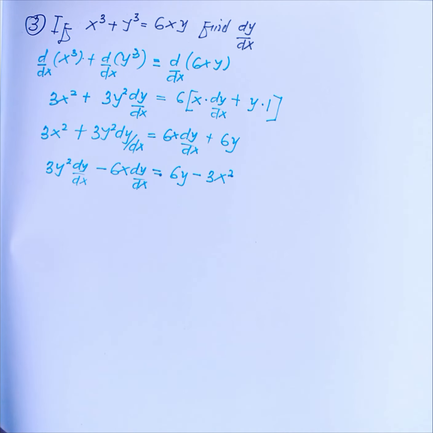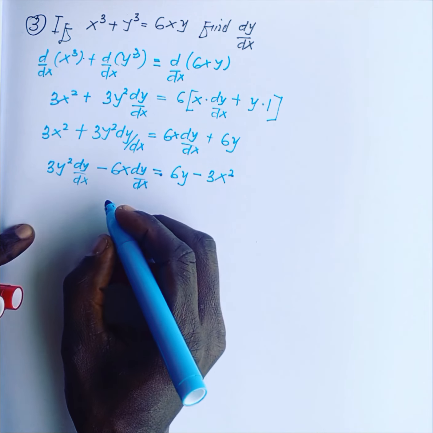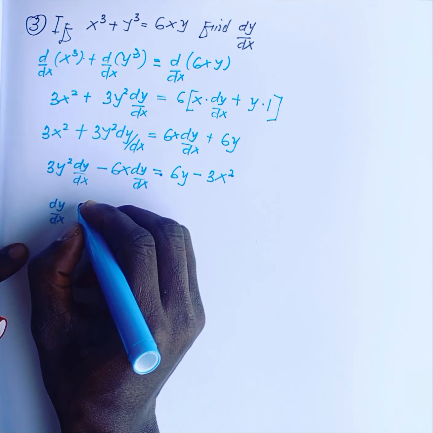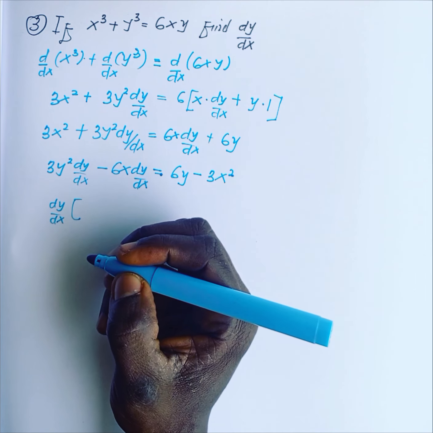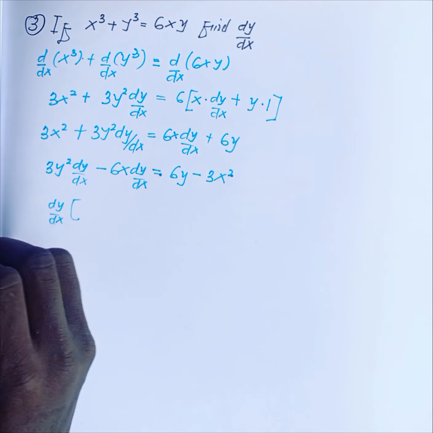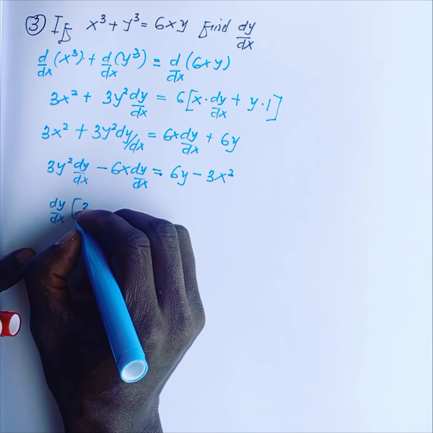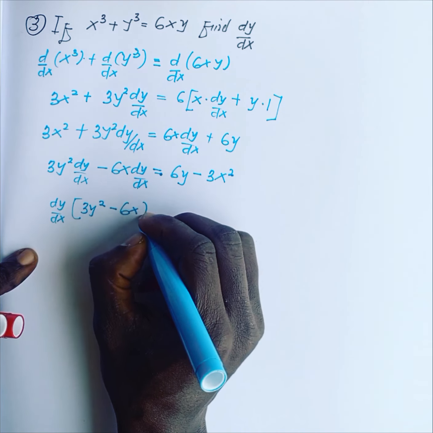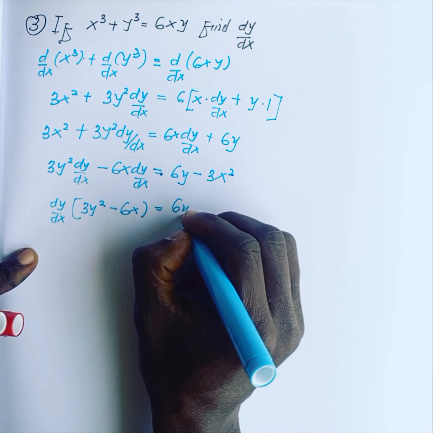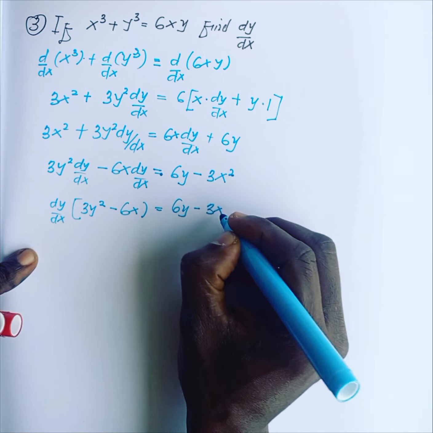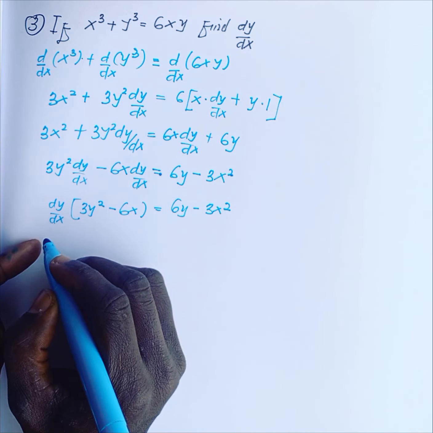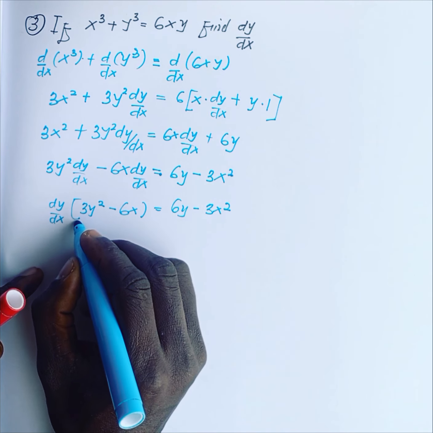Now we are looking for our dy/dx. So we can factorize dy/dx out. We factored dy/dx out, and we are left with what? 3y squared minus 6x, which is equal to 6y minus 3x squared. Now we are looking for dy/dx, so we can divide both sides by this.